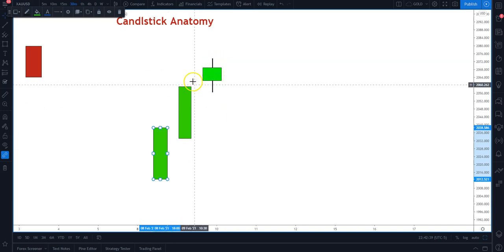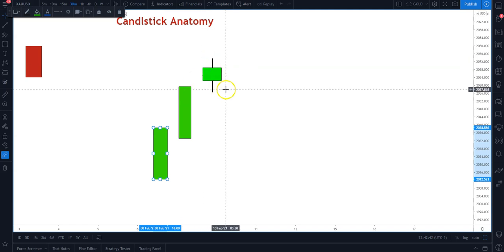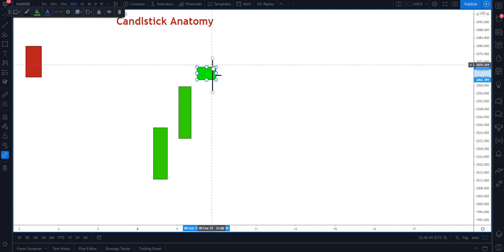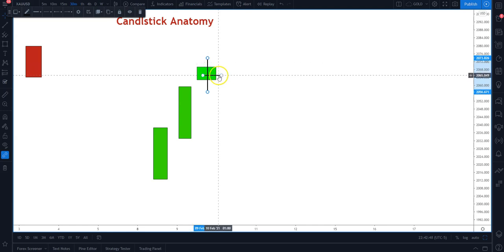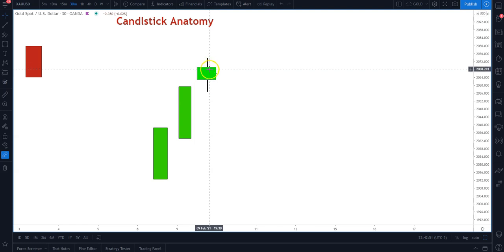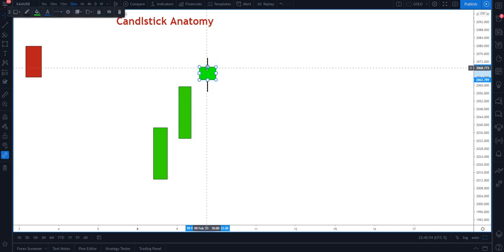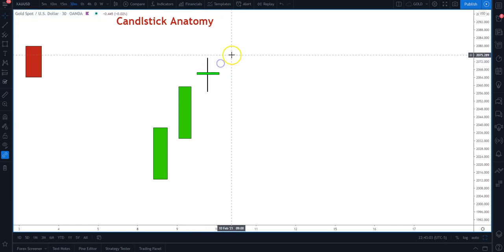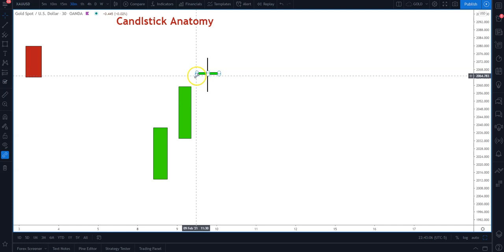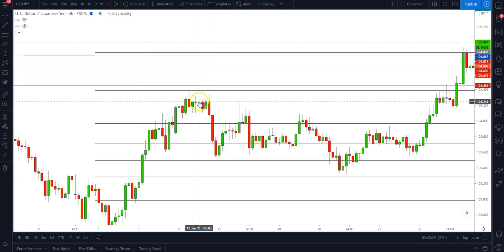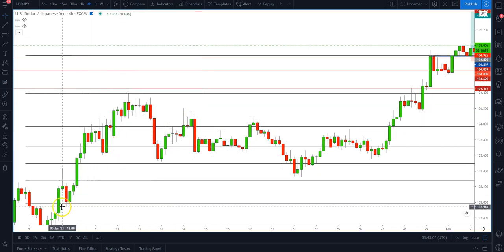So it means that it got stopped in its track. When you see something like this, think of it as a stop sign. It could look like this, or it can look like this. Or it can just not have a body at all. Examples. These are dojis. You see how it was going up, going up, going up, and then bang, stop sign. Then it started going down. It got shot down.